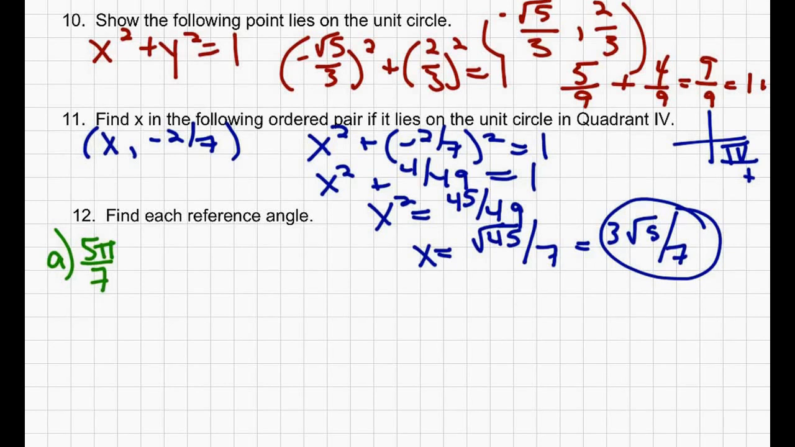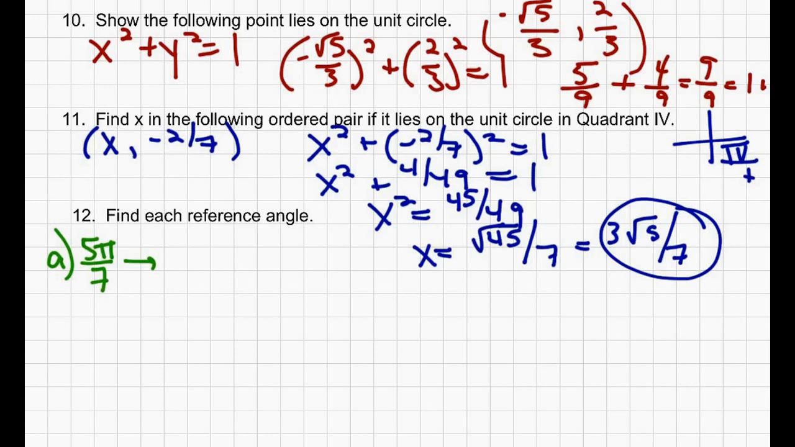I want to find the reference angle of 5 pi over 7. And the way that I had taught it to you, you would tell me the reference angle is pi over 7, except that's not actually the reference angle. The reference angle is the number of degrees or radians between the terminal ray and the x-axis. So it may be easier to look at this in terms of degrees. So I'm going to change 5 pi over 7 into degrees.